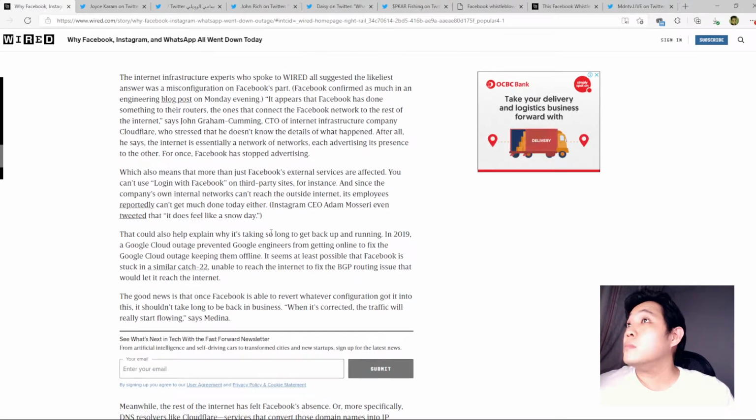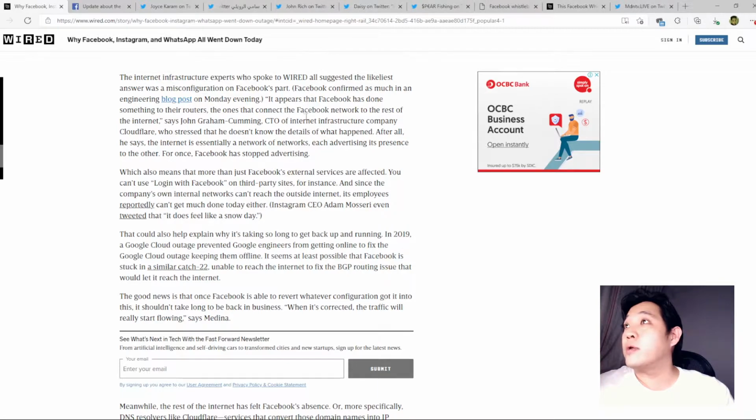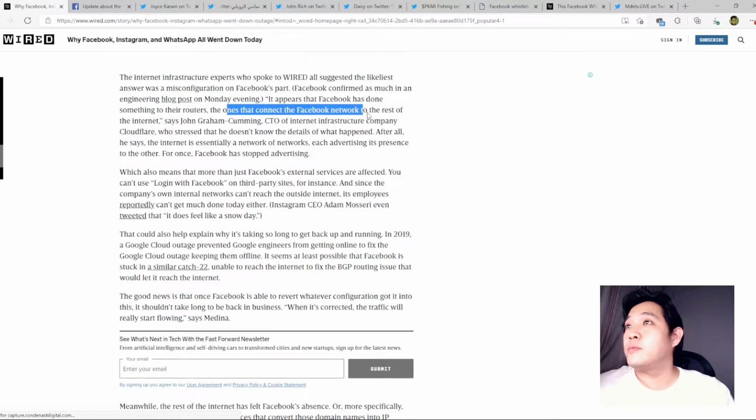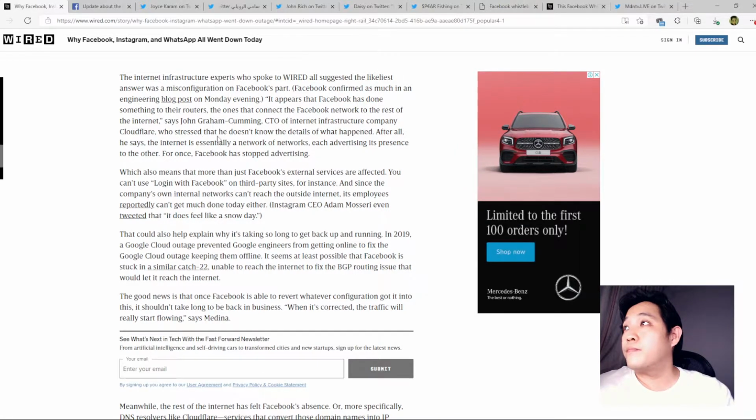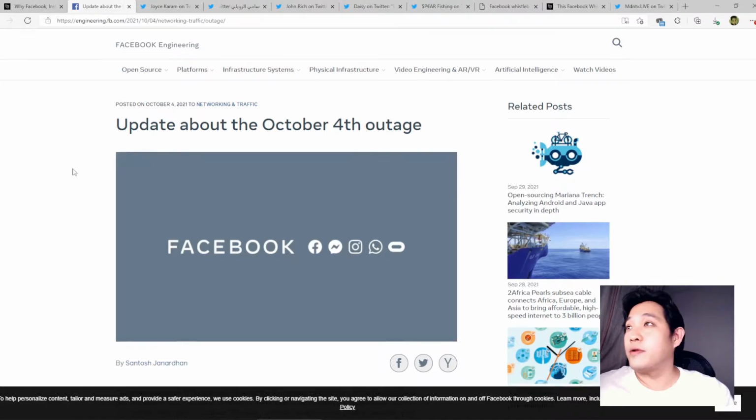Let me see. They say the likeliest answer is a misconfiguration on Facebook's part. Facebook confirmed it in a blog post. Let's see what they write. It appears that Facebook had done something to their router, the one that connects the Facebook network to the rest of the internet, which is what I was saying. After all, the internet is a network of networks, each advertising its presence to the others. For once, Facebook stopped advertising. That doesn't sound like a very good explanation, but it's okay.